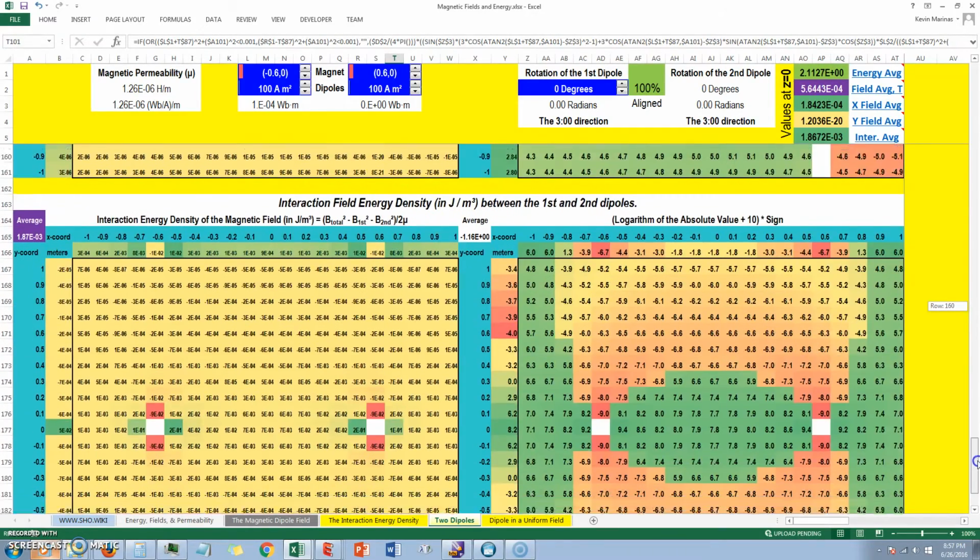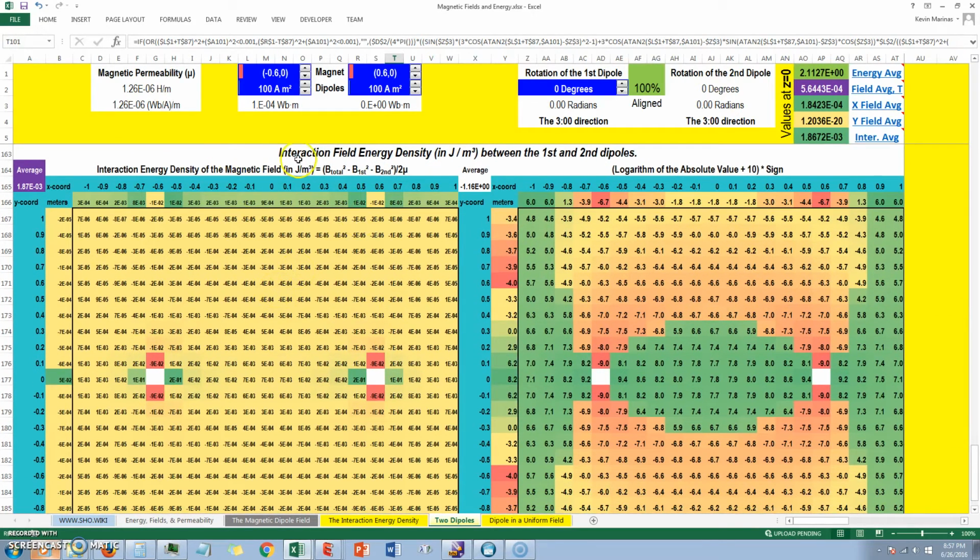Okay? Part 3. So back to the interaction field energy density in joule per meter cubed between the first and second dipoles. Now, let's look at the equation here. We've got B total squared. That's the total magnetic field squared. That is to say the norm of that squared. But we also have the norm of the first dipole's magnetic field at a given point. Let's say this is, okay, x coordinate -1 meters, y coordinate +1 meters.